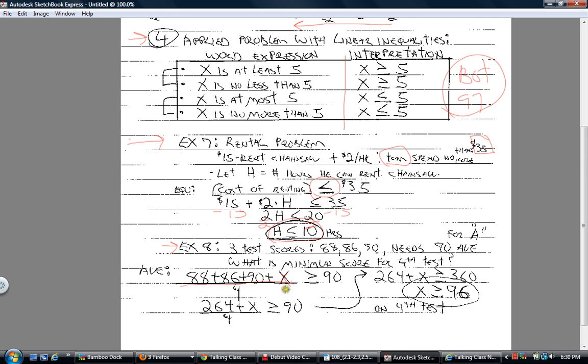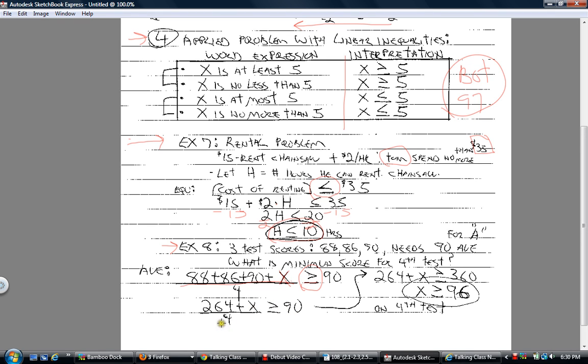And the key thing is this score has to be what? He needs to get at least a 90. So this average has to be greater than or equal to 90. If he gets a 90, he gets an A. If he ends up with an 89.9, he's going to get a B. So he wants to know exactly what he needs to get. Okay, so that's the hard part. Greater than or equal needs to go in there. Add up these 3 numbers. You get 264 plus X, over 4, greater than or equal to 90.